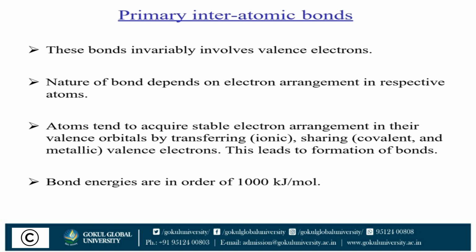These bonds invariably involve valence electrons. The nature of the bond depends upon the electronic arrangement in the respective atom. Atoms tend to acquire a stable electron arrangement in their valence orbit by transferring or sharing electrons, and this leads to the formation of a bond. The bond energies are about 1000 kJ per mole.